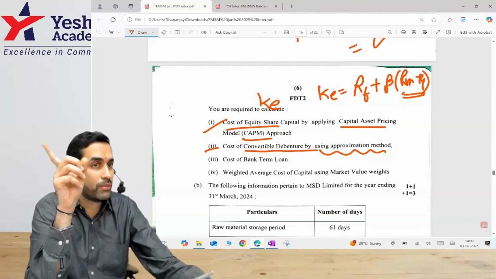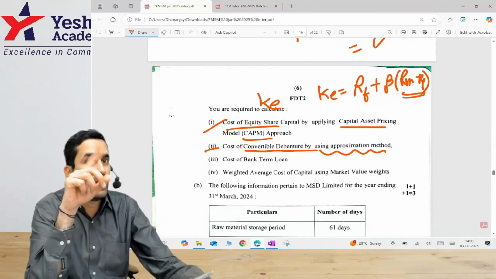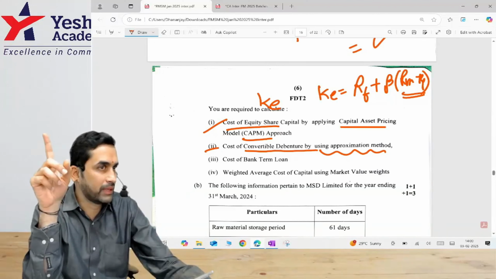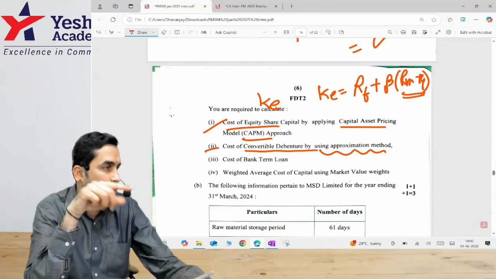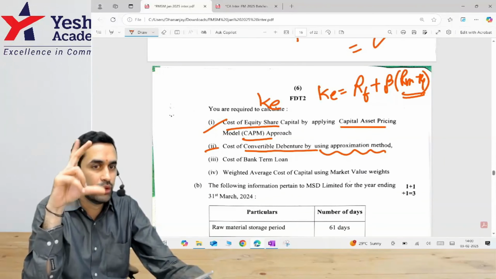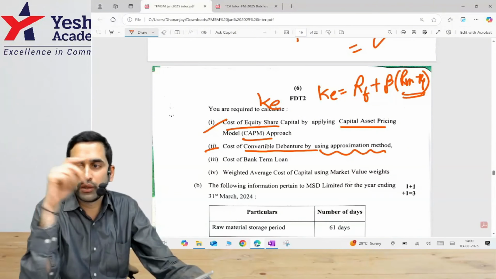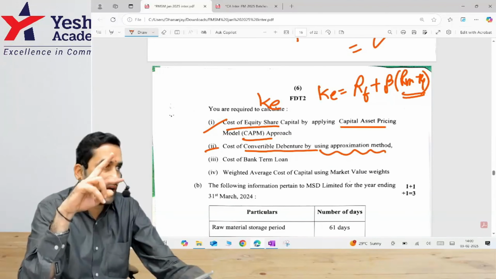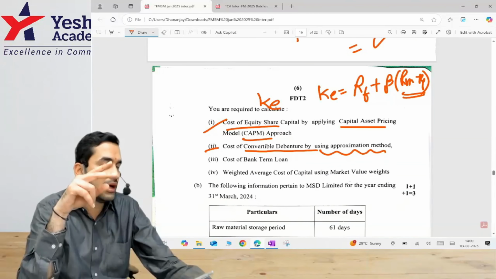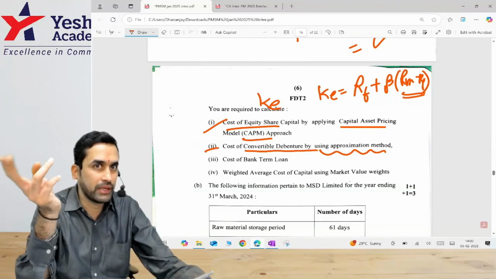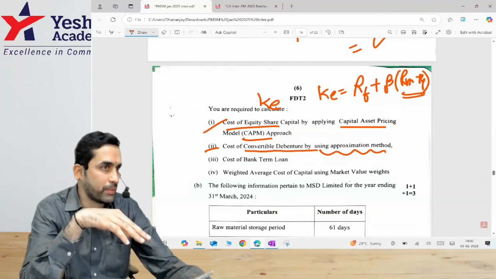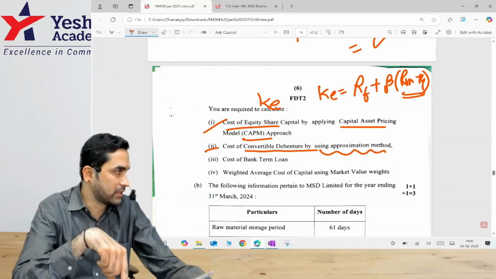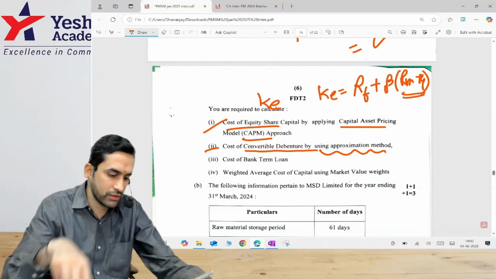Approximation method is that formula: KD is equal to I into (1 minus T) plus (RV minus NR) by N, whole divided by (RV plus NR) by 2. If you remember, there was one more method called YTM, which uses the IRR technique. And if both were asked, the answer need not even match. YTM gives a different answer compared to approximation. Here they have clearly mentioned you have to do it under approximation only.